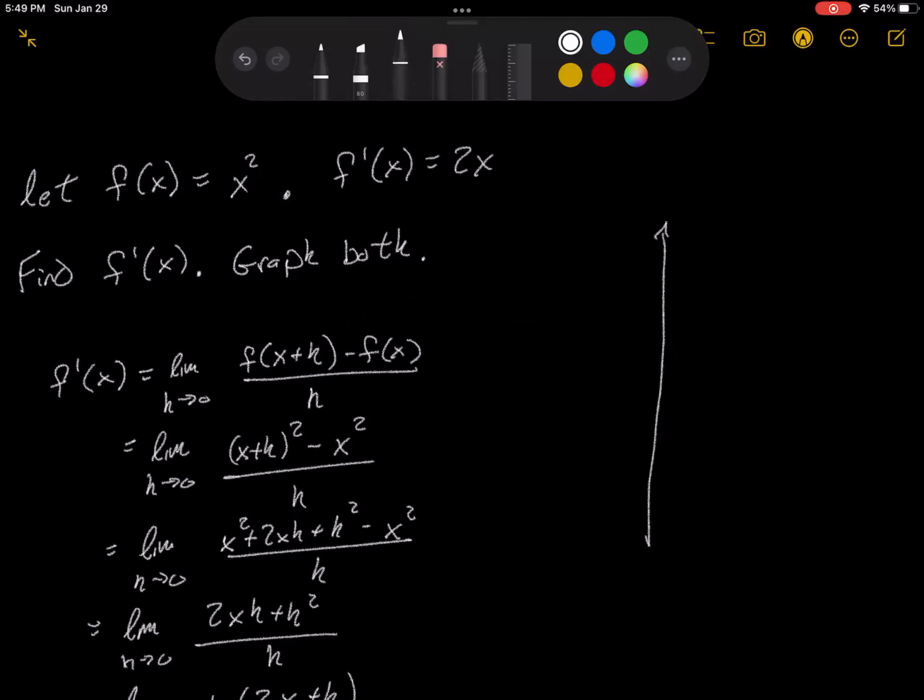If we were to graph these, that's my y-axis where we'll plot the function values, and the x-axis. Now our original function, x squared, was the concave up parabola, right, sitting right there at the origin, symmetric over the y-axis. In fact, let me label this. This is x squared. Our derivative, let's put this in green, is the function 2x, right? The straight line with slope 2, y-intercept 0.